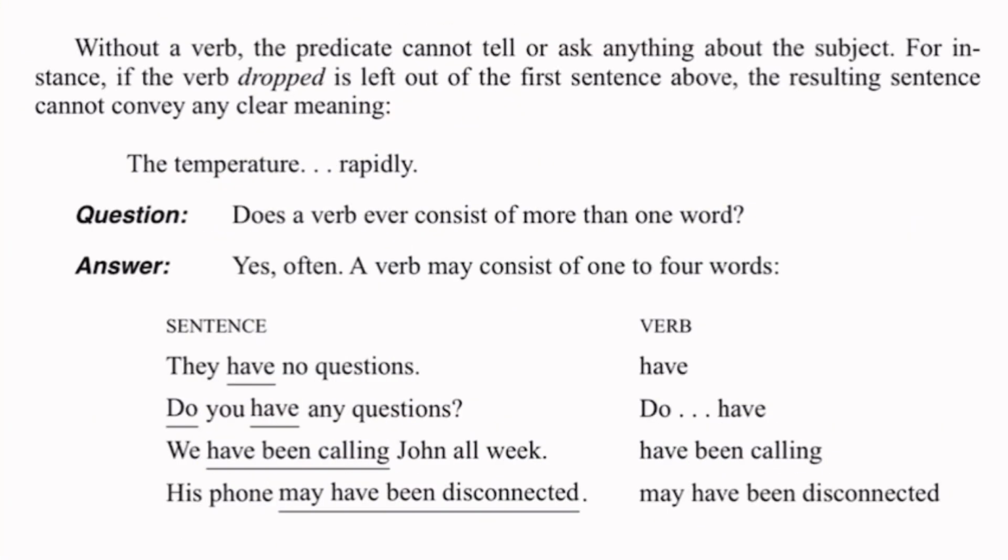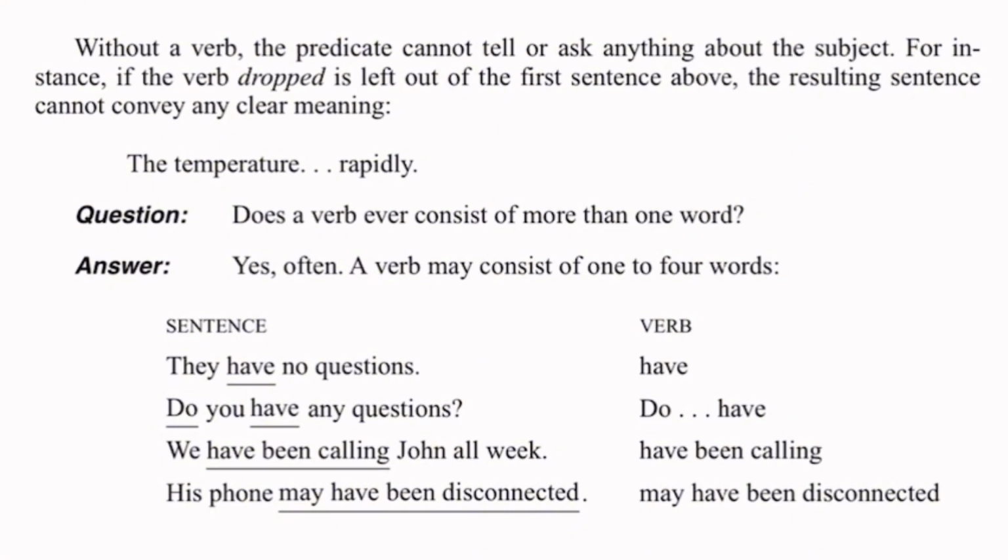Does a verb ever consist of more than one word? Yes. Sometimes we can have 2, 3 words combined together that will make a verb in a sentence. For example, they have no questions. In that sentence, the verb is have. Number 2, do you have any questions? We have do and have as our verb there.